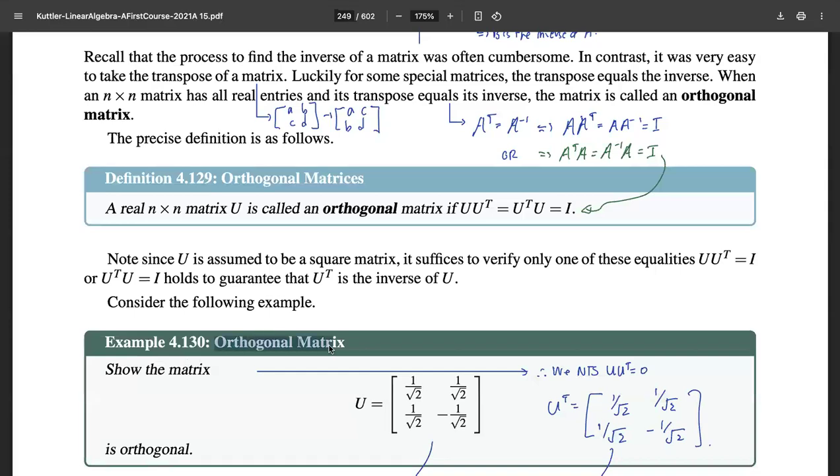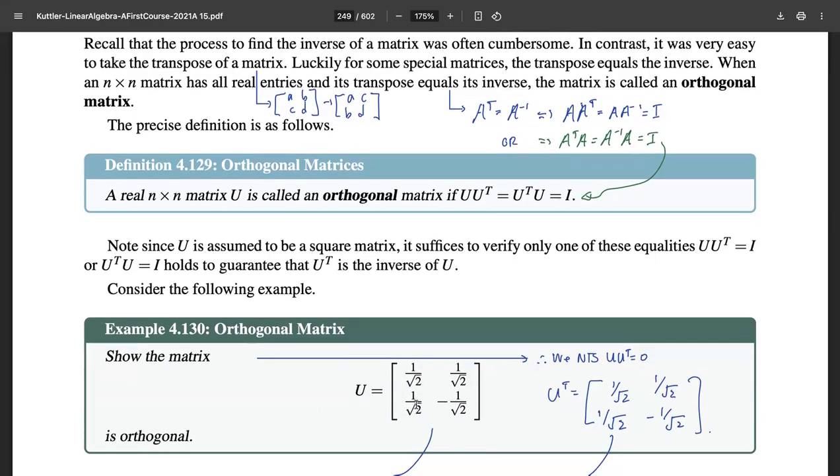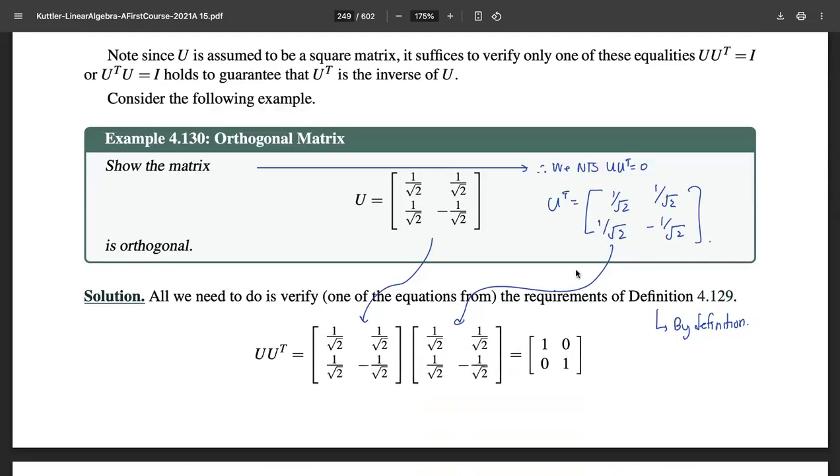So let's say we have a matrix U. We want to show that this matrix is orthogonal. So we need to show that U times U transpose is the identity. From this matrix, if I swap the rows and columns, I get the transpose of that matrix. And all we have to do is just some matrix multiplication. And this is simply from the definition.